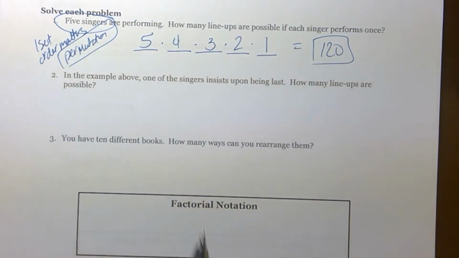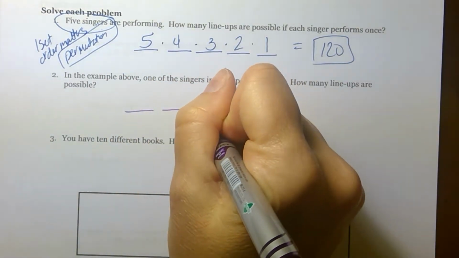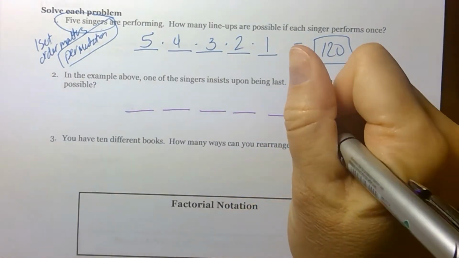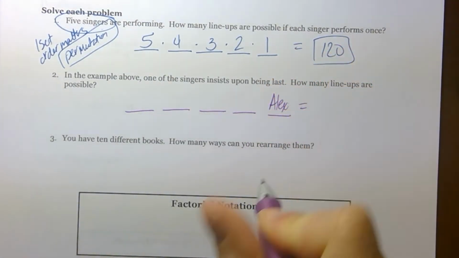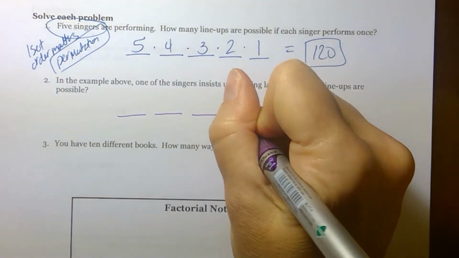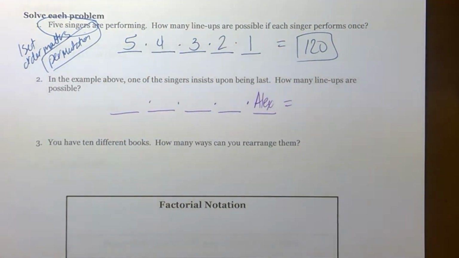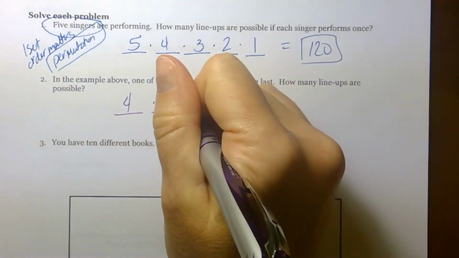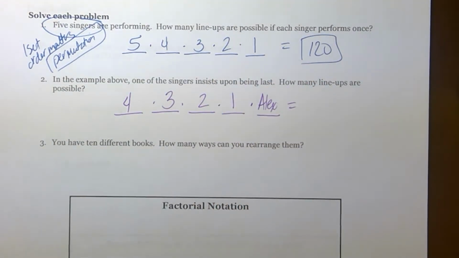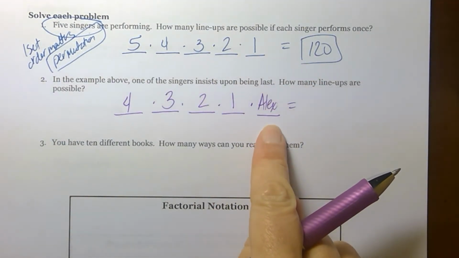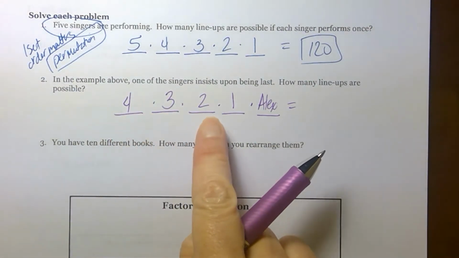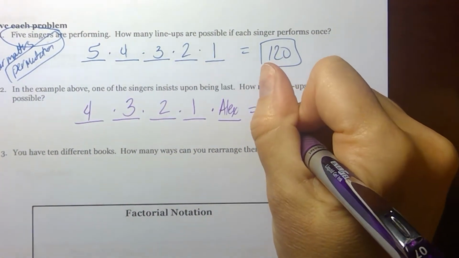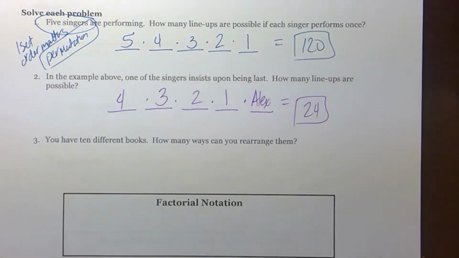In the example above, one of the singers insists on being last. So let's look at this. We still have 5 people who are going to sing. 1, 2, 3, 4, 5. But let's say that Alex insists on going last. So I only have 4 slots to fill now, and I only have 4 singers to pick from. So now I have 4 people who can go first, 3, 2, and 1, because I already know that Alex is going to sing here. So this time it's still a permutation, but it's 4 times 3 times 2 times 1, which comes out to be just 24 different ways to line them up.